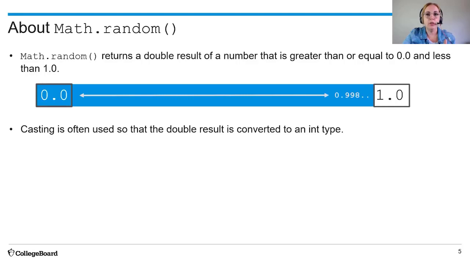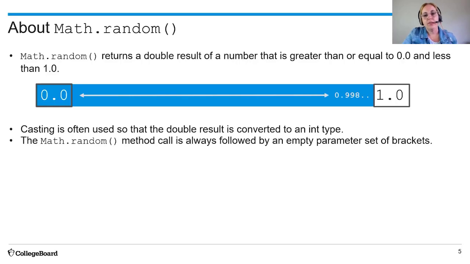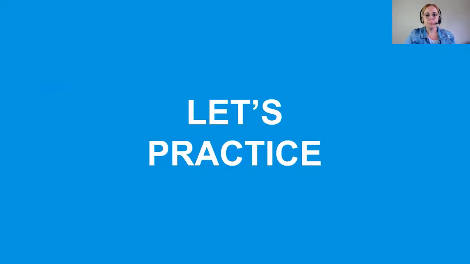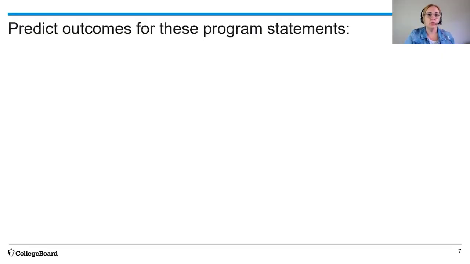Casting, of course, can be used to give us back an integer. I'm going to show you what that looks like in code and what it looks like in result. And then math.random as a syntax rule is always followed by a set of parentheses, and math.random can be placed as an output statement within a System.out.println or assigned to a variable. So I'm going to show you that both ways as well. So let's look at some code and predict outcomes.